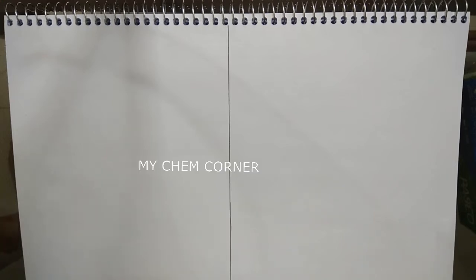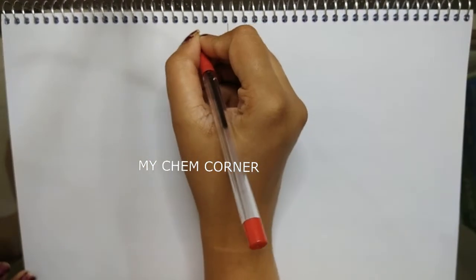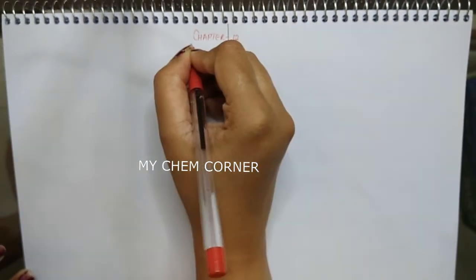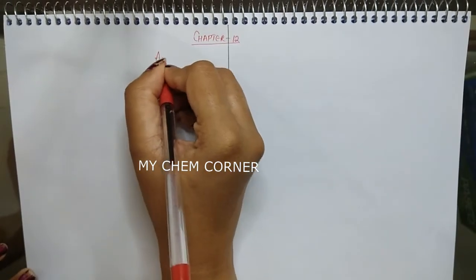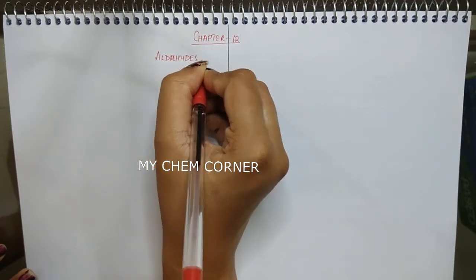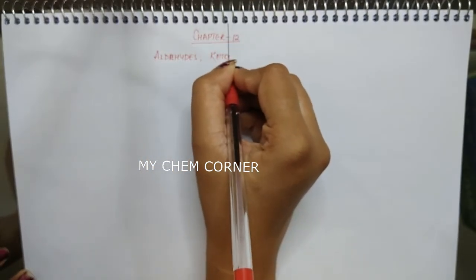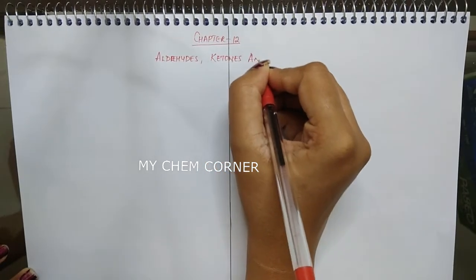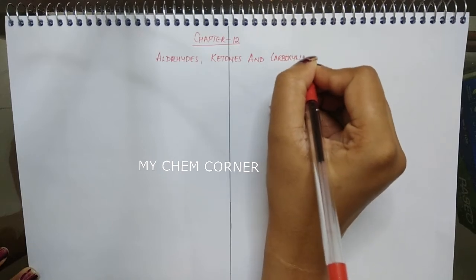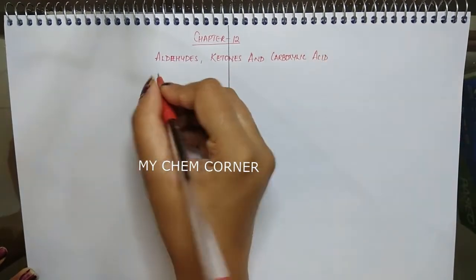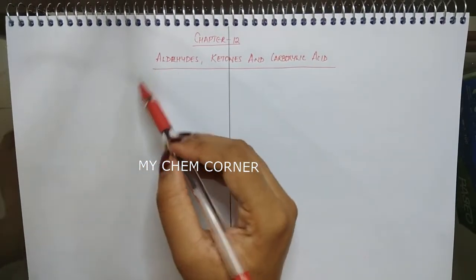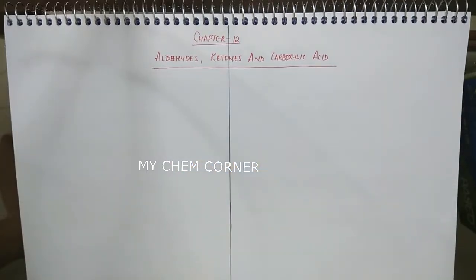Hello students, so in this video we are going to cover name reactions from chapter 12. This chapter is aldehydes, ketones and carboxylic acid. So we have a lot of name reactions and it's a very important chapter too. So let's see what are the name reactions under this.